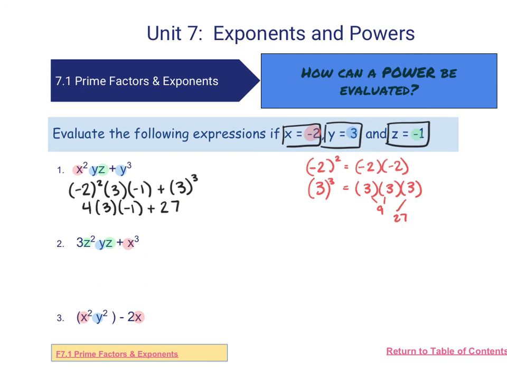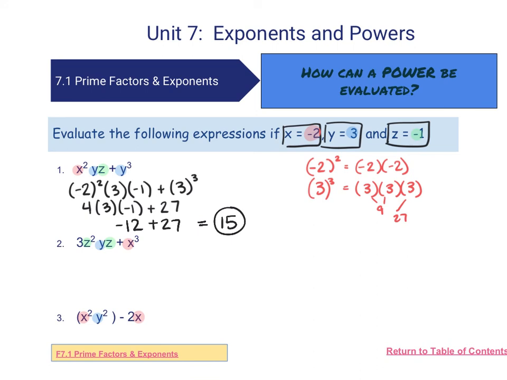And now I just have to multiply these three numbers. 4 times 3 is 12, times -1 is -12, plus 27. -12 plus 27 is the same thing as 27 minus 12. So the answer for this one would be 15.